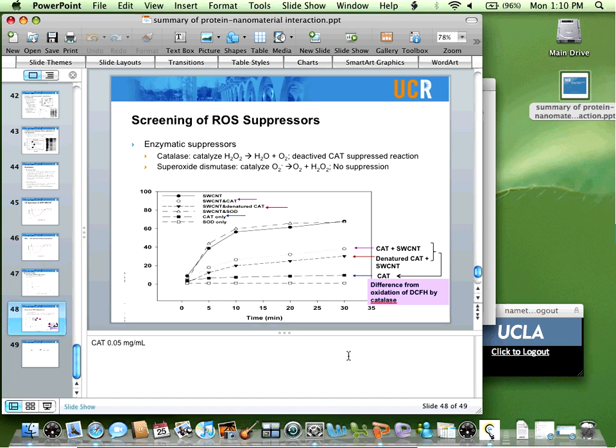Another experiment we need to do to verify the involvement of metal impurity is to clean it up more, to reduce the metal impurity and see if that will reduce oxidation potential. But we actually tested the metal ion itself in the solution, and the metal ion itself did not generate this type of oxidation effect.